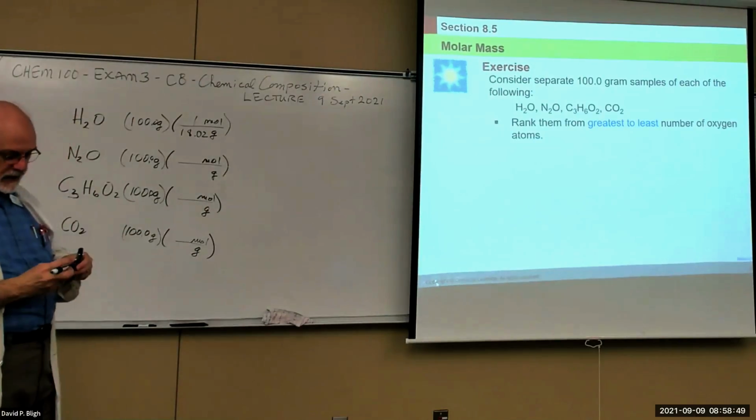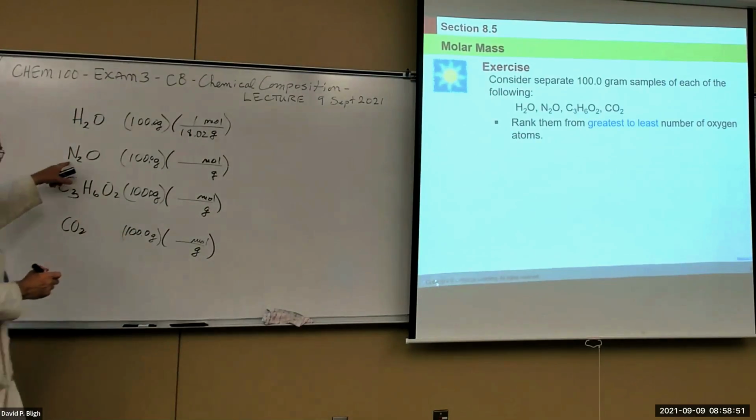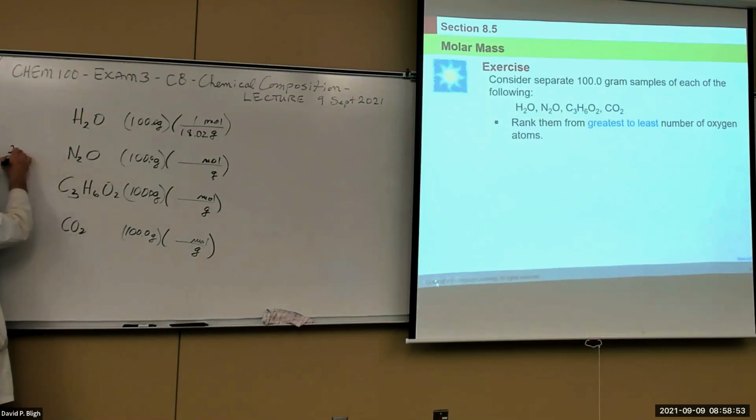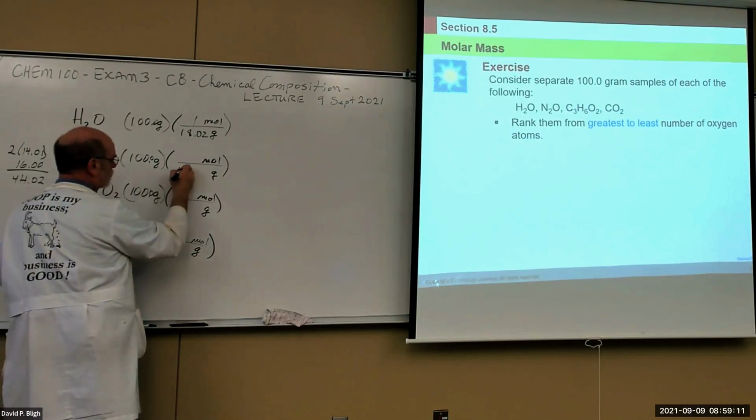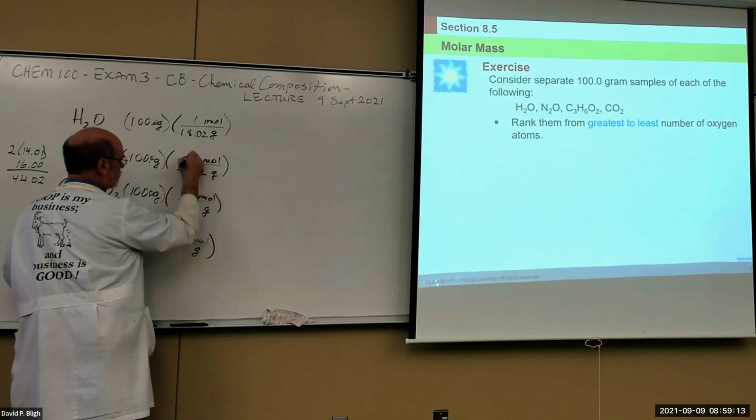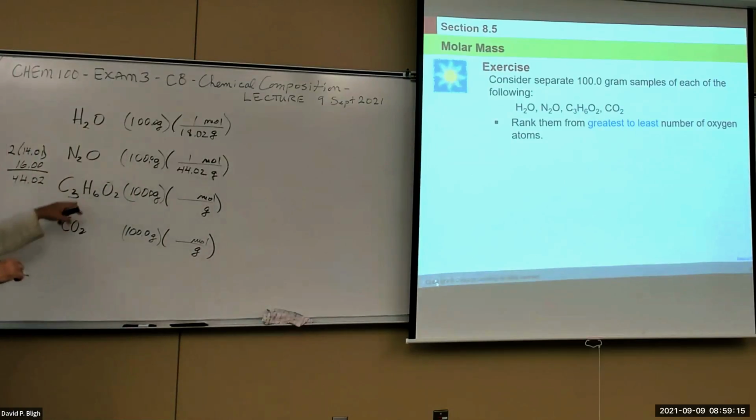Dinitrogen monoxide. Right? This is 2 times 14.01, correct? For nitrogen. And then 1 oxygen. So what would that be? 28.02 plus 16.00, that's 44.02. Okay. This one takes a little more work. I need my calculator for that one.